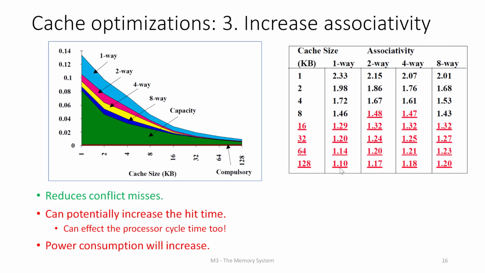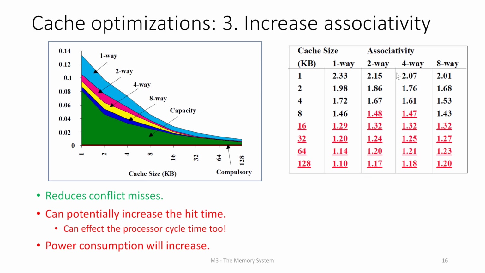Here again, if you look at the AMAT values for different cache sizes for a particular block size, as we increase the associativity from direct map to two-way to four-way to eight-way, the AMAT decreases drastically to some point. After that, it tapers off. So if we want to trade off performance and power, this would be giving us an insight.